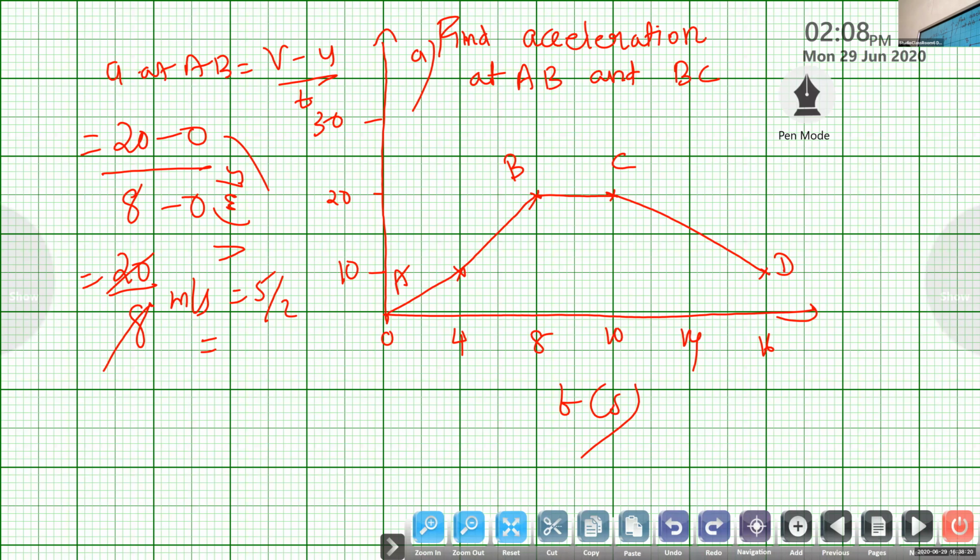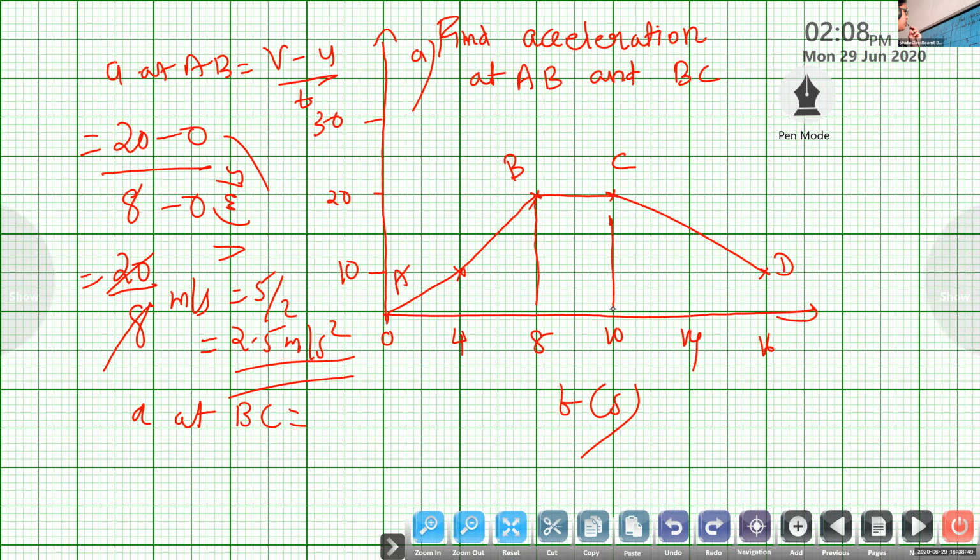What is acceleration at BC? BC, what type of graph? Just look at that. What type of graph is it? Stationary, ma'am. It's a velocity time graph. In a velocity time graph, is it stationary? No, ma'am. This is the confusion we make. If you say a wrong answer, no problem. Then only you understand.